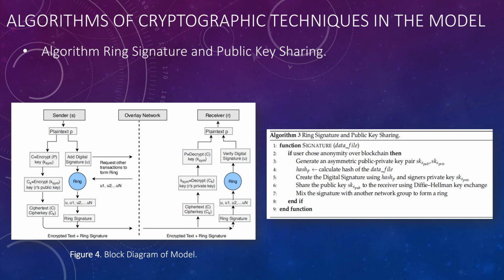To add the digital signature, the sender first passes the data file to the hash function and creates the hash value of the data, then signs the data by passing the value of the private key and the hash value to the signature algorithm. The signer's public key can be used to verify the data on the receiver's side. We also add ring signature for applying anonymity of the user. The process has been described in the block diagram of our model.